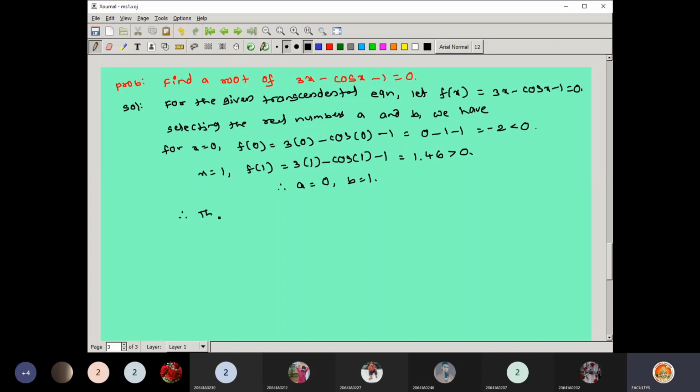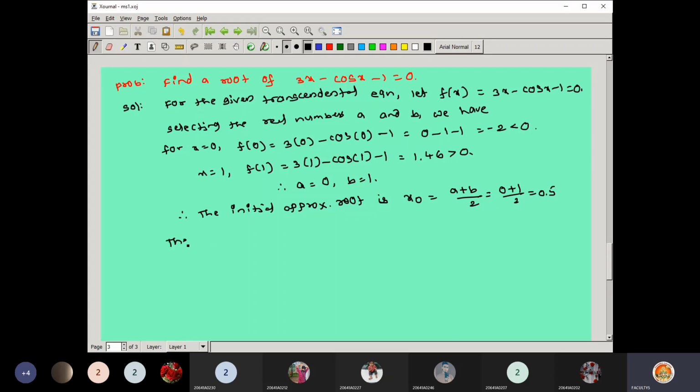Therefore the initial approximate root is x naught equal to a plus b divided by 2. It is 0 plus 1 divided by 2, the answer is 0.5. So the first solution is over.